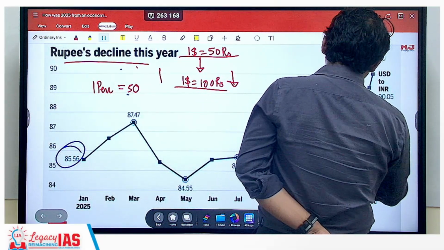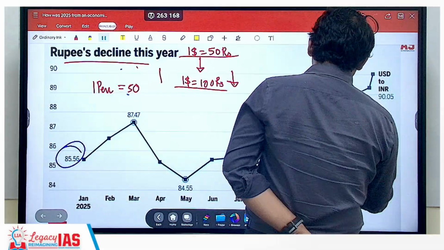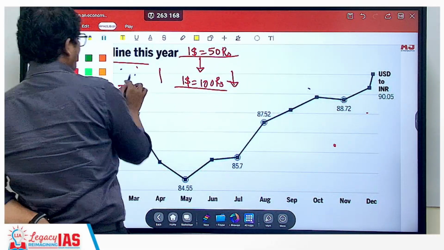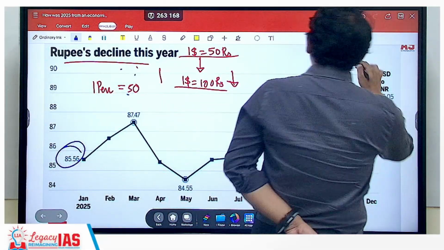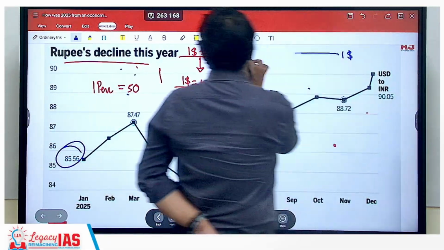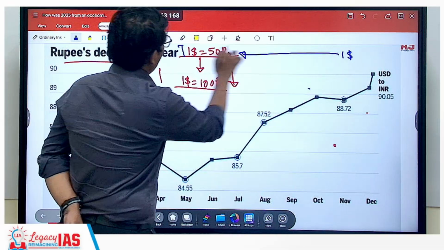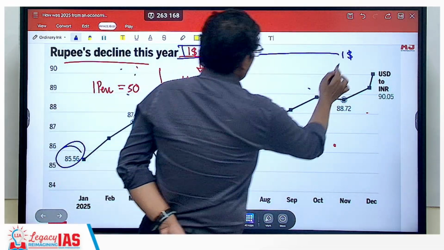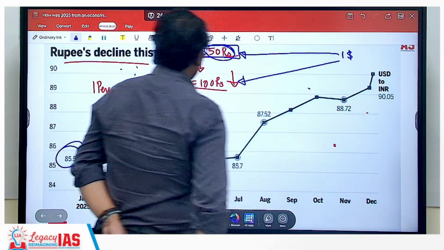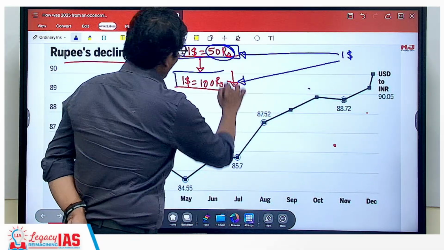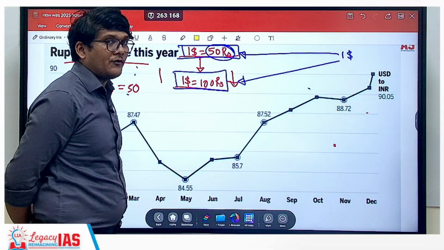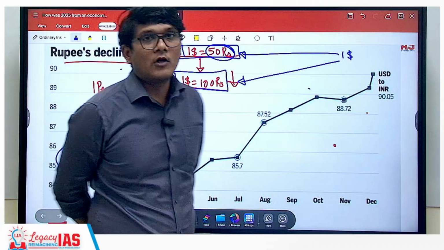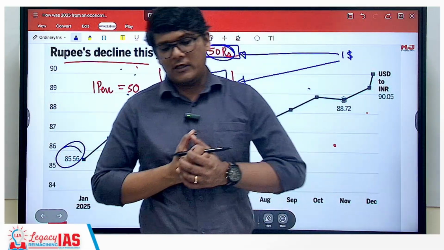Now, imports will get impacted because let's say we were importing a particular product from another country. We were importing something worth $1. When we were importing it, if $1 is 50 rupees, we will be required to pay only 50 rupees for that. But if we import the same good at the exchange rate of $1 equals 100 rupees, then what happens? We'll have to give them 100 rupees to import that $1 worth of good. So our imports will become costly.